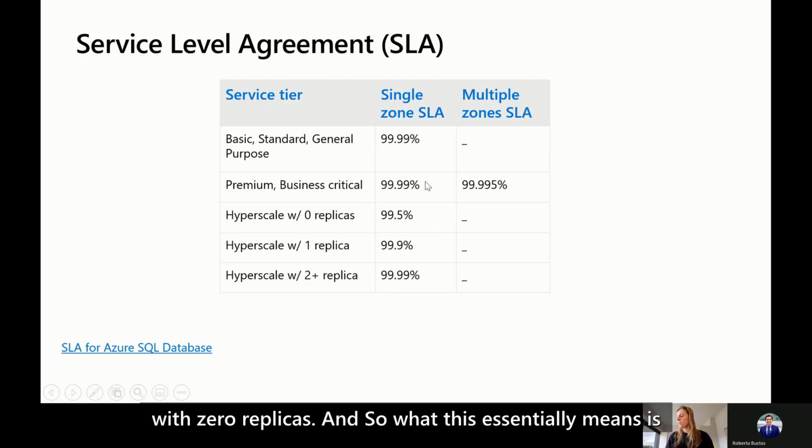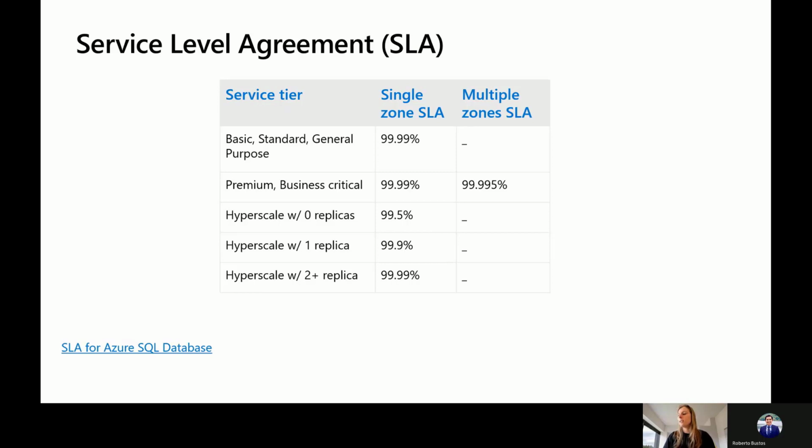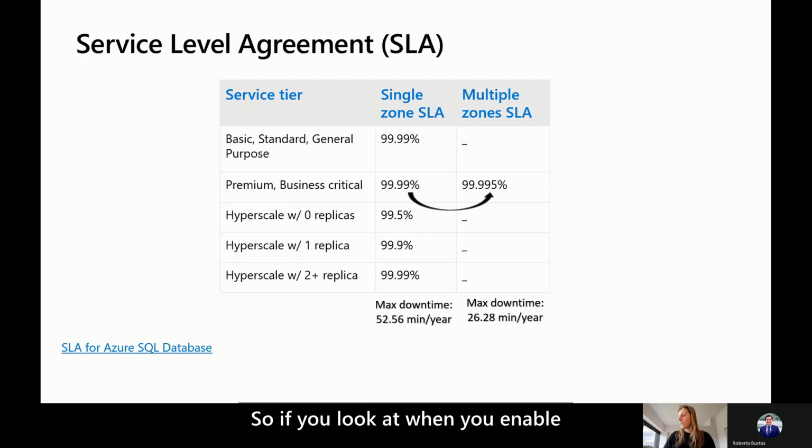And so what this essentially means is that is the percentage of time that your database, we say you'll be up and running. You'll be able to have all continuous login attempts be successful to the database within 99.99% of the time that you have the database within a month.